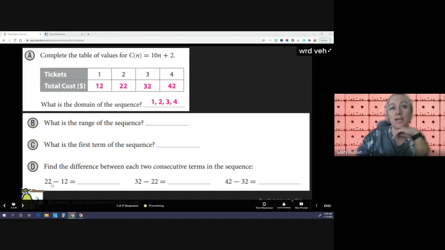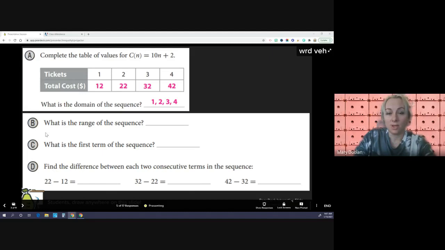So I'm just asking you here for part D, which is probably the easiest, to just subtract. What's 22 minus 12? Because if I subtract these two numbers, I want to know what's the difference. What's 32 minus 22? If I subtract these, what's the difference? I'm trying to figure out what am I adding each time. If this is an arithmetic sequence, then I would be adding the same number each time. And so these differences here should be the same number. The amount that you add each time, we call it the difference.